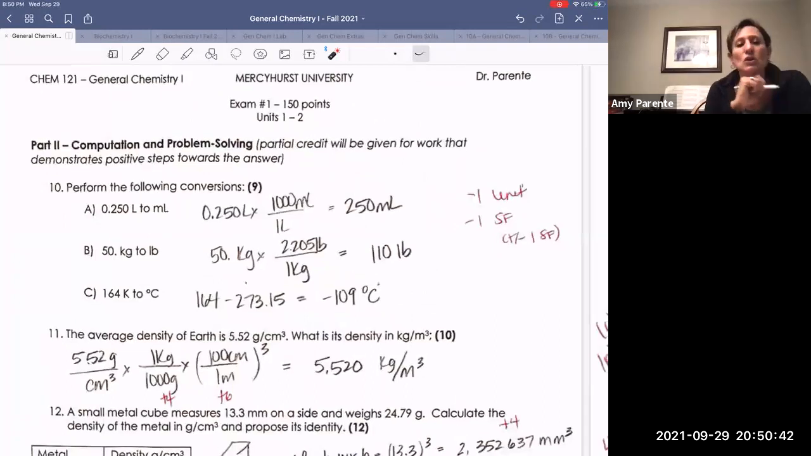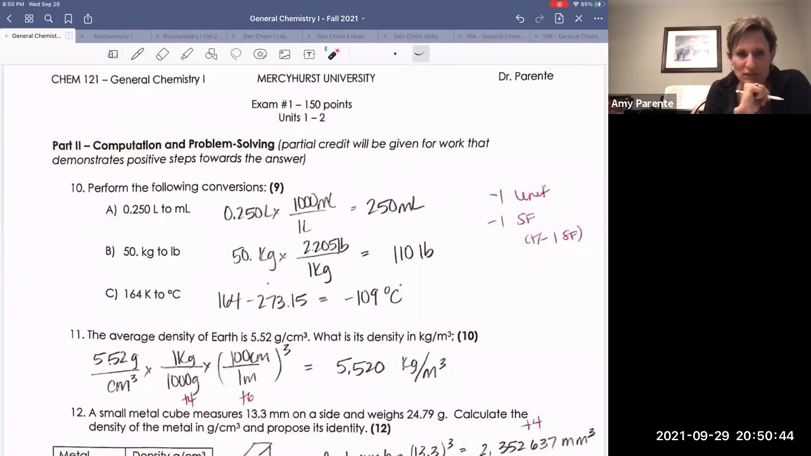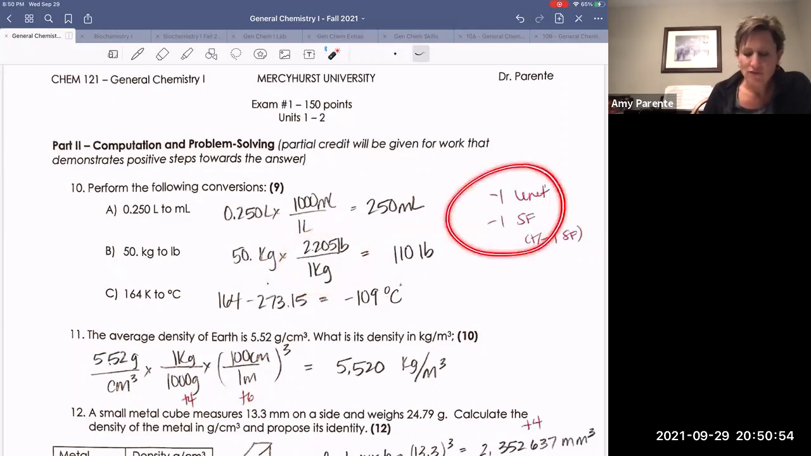Okay. So performing unit conversions. These were one-step unit conversions. Here we have a prefix conversion. Here we have an English to metric conversion. If you did not have the correct units or significant figures, you lost a point on each of these. Each one of these is worth 3 points.